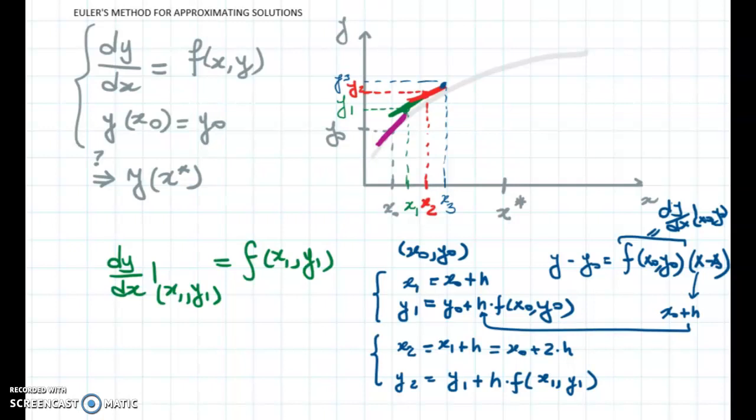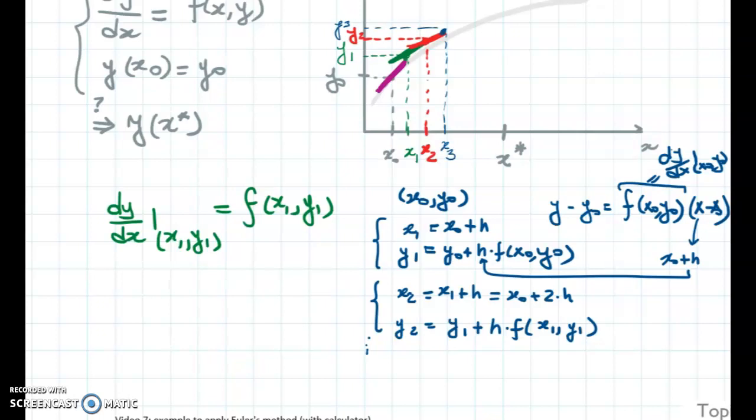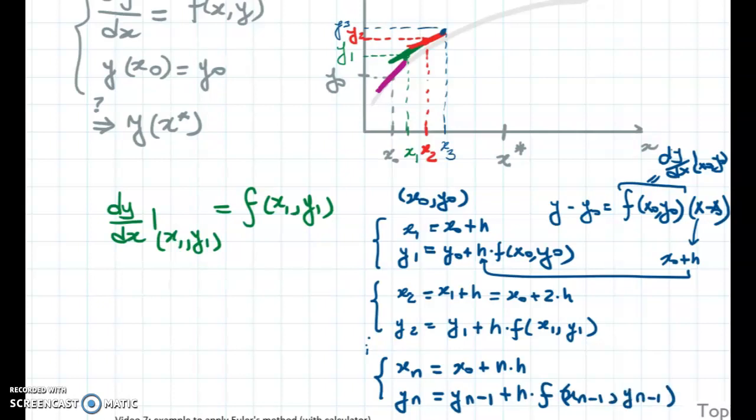We are going to do this for as many steps as we need until we get to the point x star. In general, let me write here that xn is going to be given by x0 plus n times h, so that's how many steps I need to take. And then yn is going to be given by the previous y plus h times the function evaluated at the previous point. So f evaluated at x(n-1), y(n-1).